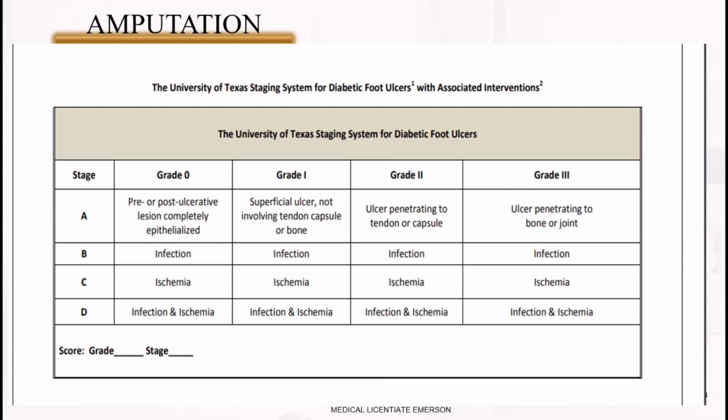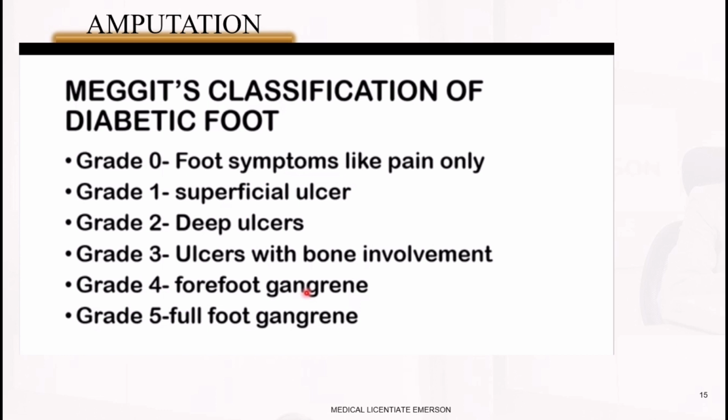Then stage B, grade 0, 1, 2, 3, they all just have the same things, ulcers with infection. Then stage C, grade 0, 1, 2, 3, ischemia. Then stage D, ischemia and infection. Okay, then this is Meggitt's classification of diabetic foot. We have grade 0 for foot symptoms like pain only. We have grade 1 for superficial ulcer, grade 2 for deep ulcers, grade 3 for ulcers with bone involvement, then grade 4 for forefoot gangrene, then grade 5 for full foot gangrene.